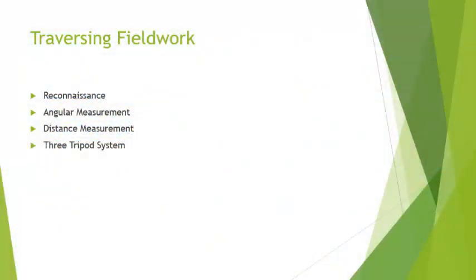There are four basic understandings in conducting a traversing fieldwork. First is the reconnaissance, then the angular measurement, followed by distance measurement, and lastly is the three tripod system.